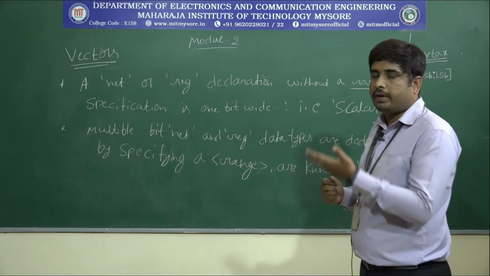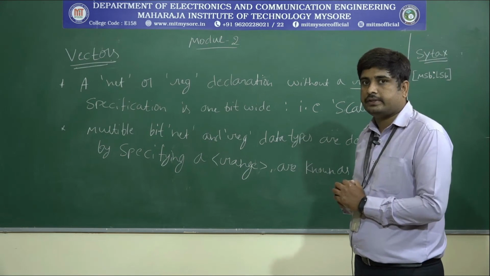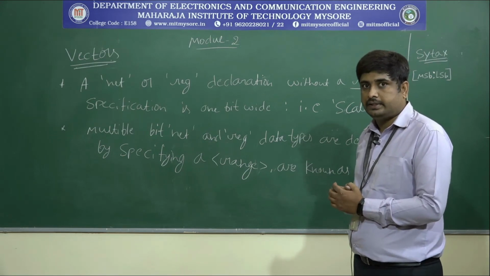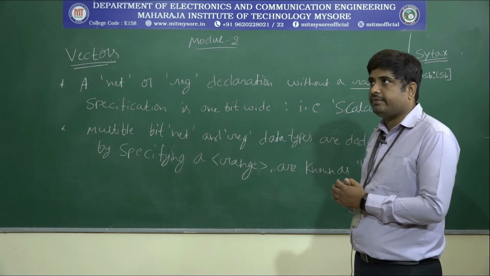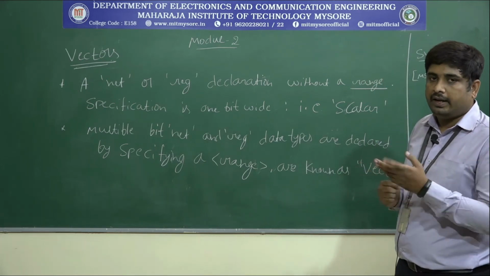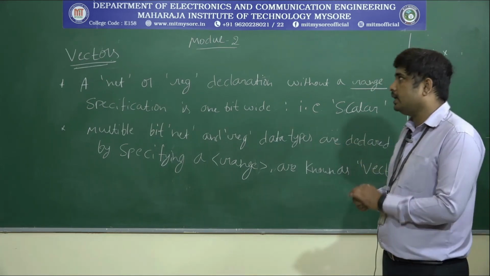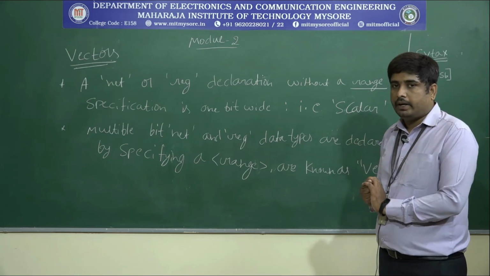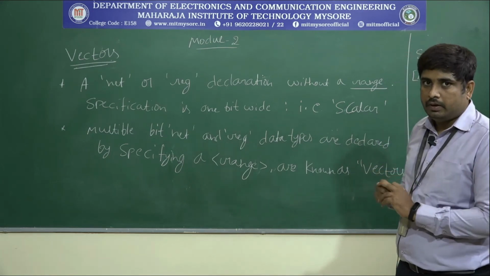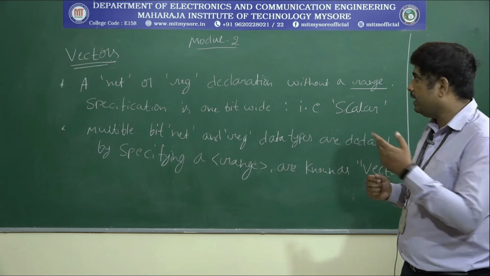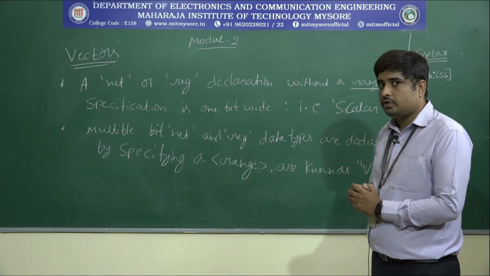So in the previous data types, we discussed net and register. A net is a physical connection between different gates. A register acts as a storage element. But there is a problem with respect to a net and a register. So what is the problem?